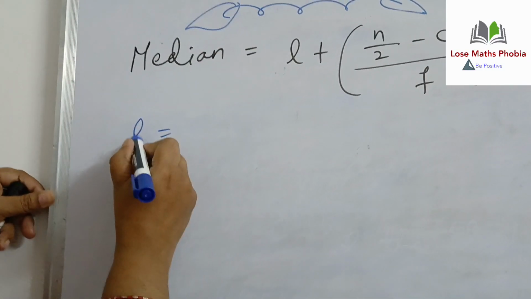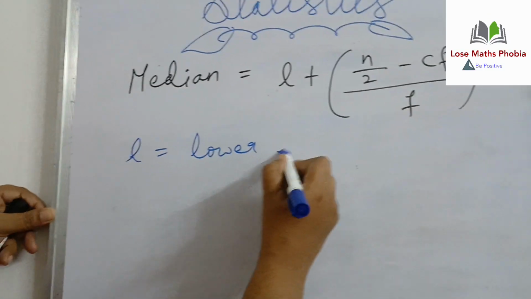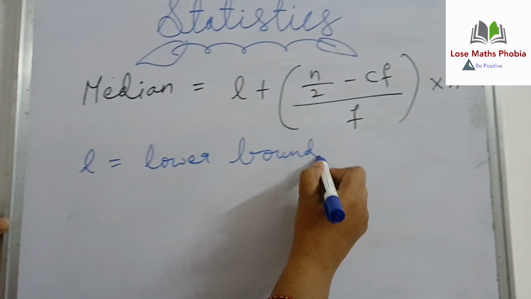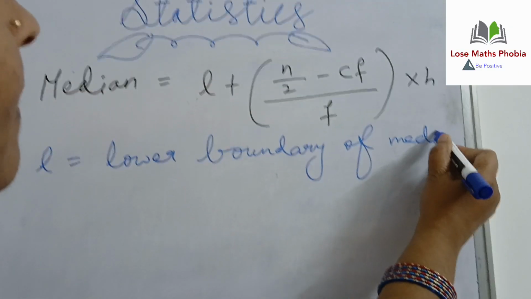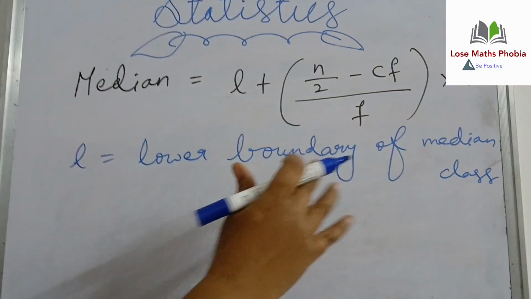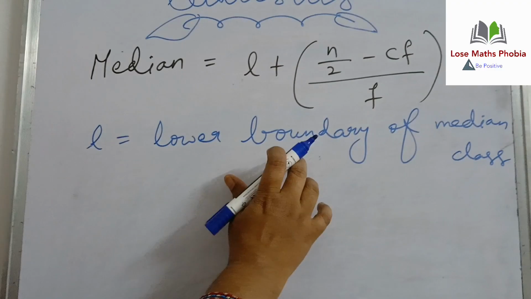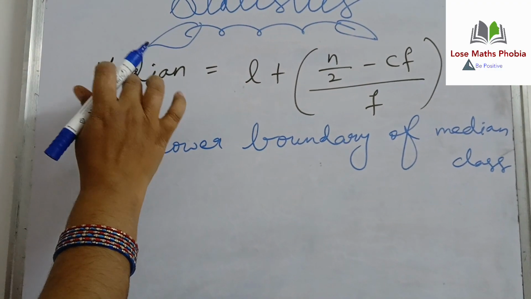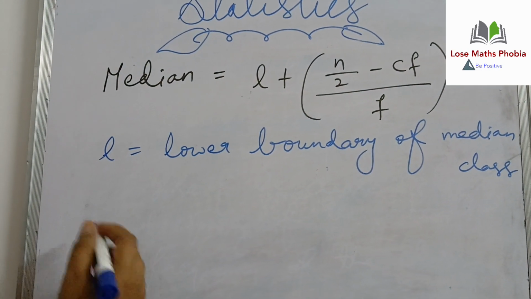What is L here? It's not Lavanya madam, but same story. Lower boundary of the median class. In the previous one, we wrote modal class because it was mode. Now it is median class and its boundary itself, you have to remember. Here, for finding median also, we need to have continuous intervals.